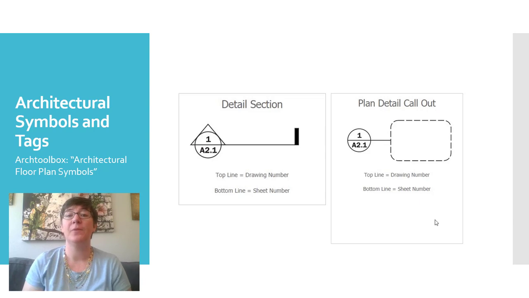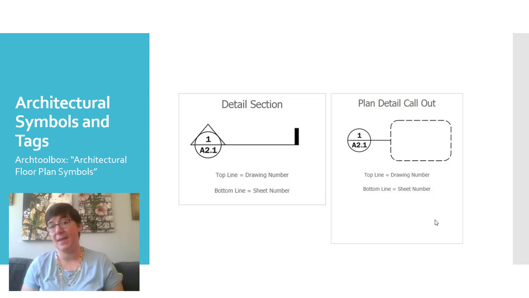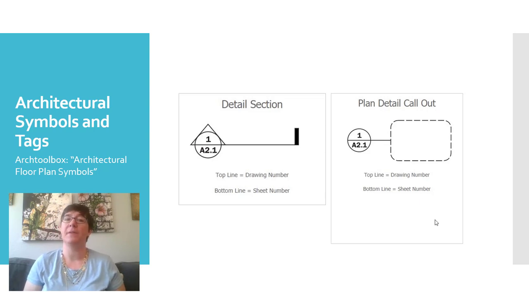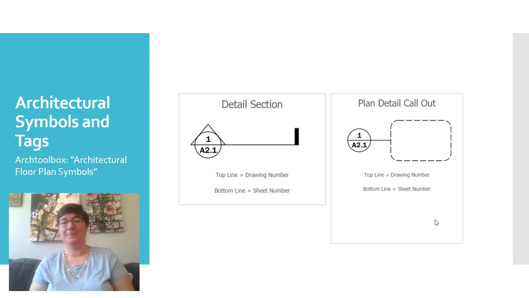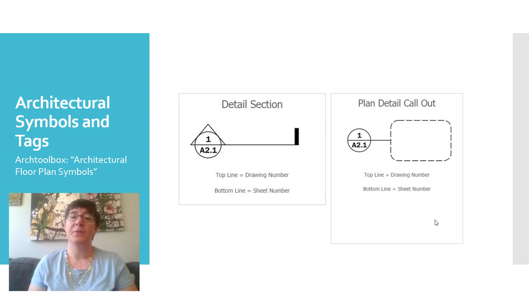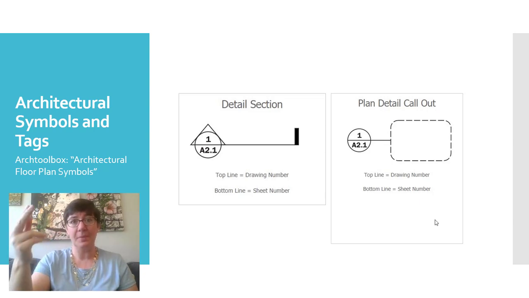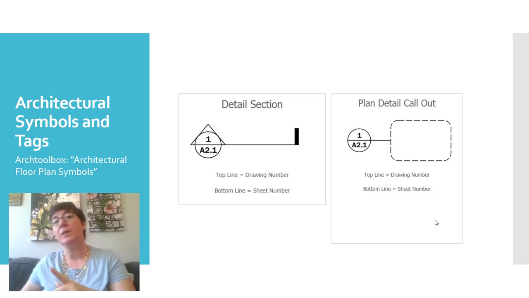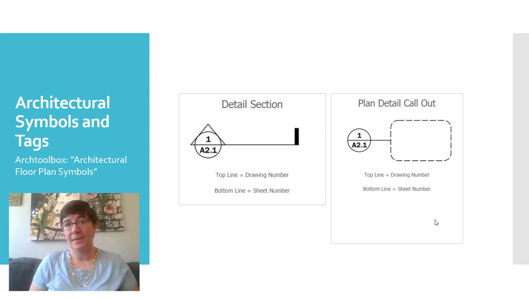Here we have the symbols for a section detail and a plan detail. So you'll see that the section detail doesn't look very much different than the building section or the wall section. This is basically the same tag. In the plan detail, what they're doing here is putting the detail call out, the tag for the detail number and the sheet number, and then basically circling the area in which that detail can be found on the plan using a dashed line.